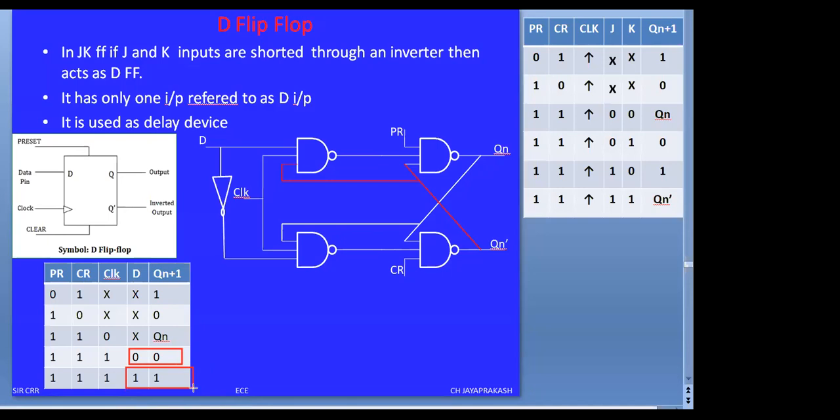The circuit configuration you can verify is the same as the JK flip-flop. The only difference is that for J and K, we are connecting through an inverter. That is called the D flip-flop. The functional table is also the same for both, so check it once.